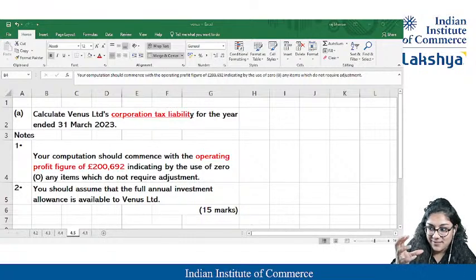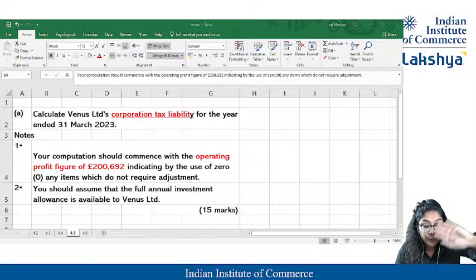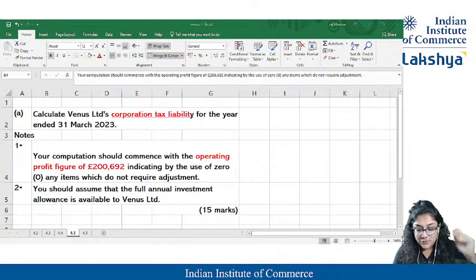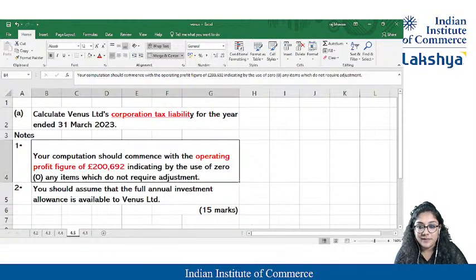You will be having assets which would be manipulated. Maybe a capital allowance situation and all must be checked. So let us go ahead and read the question. What have they asked us? We have to start from the operating figures.